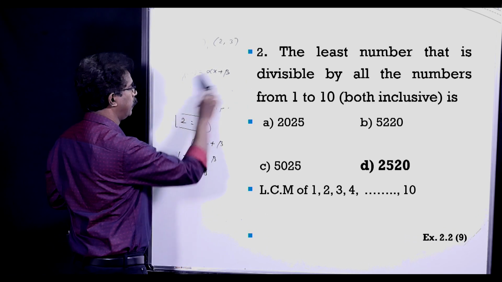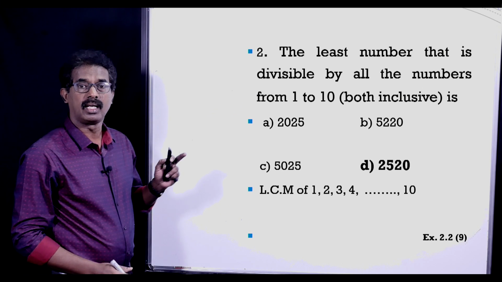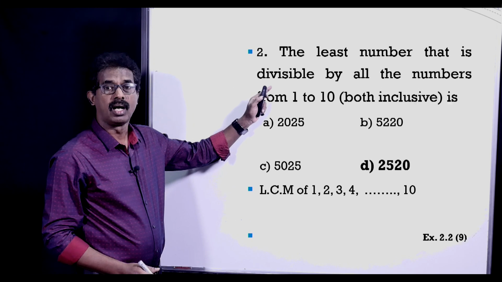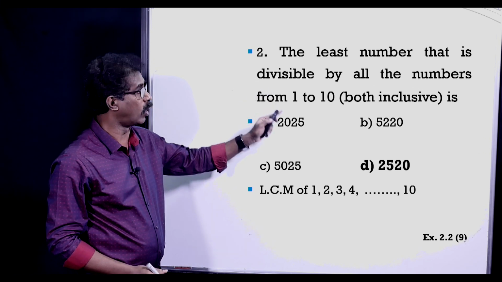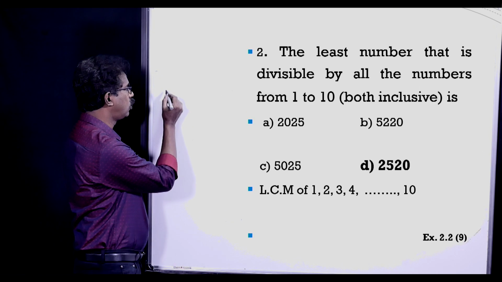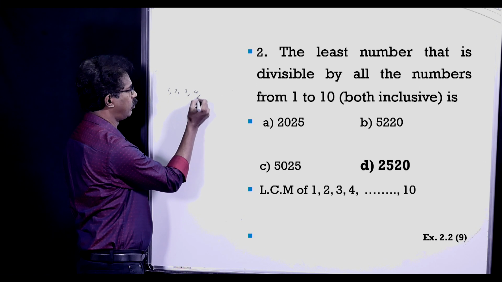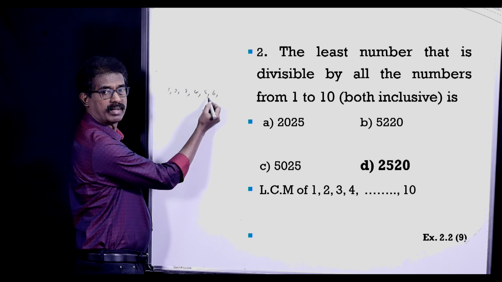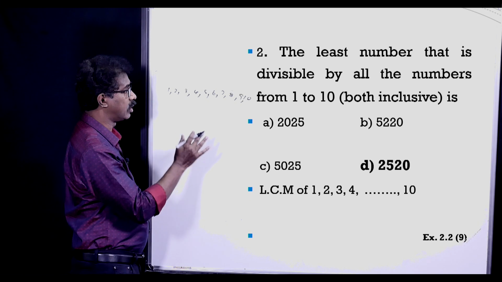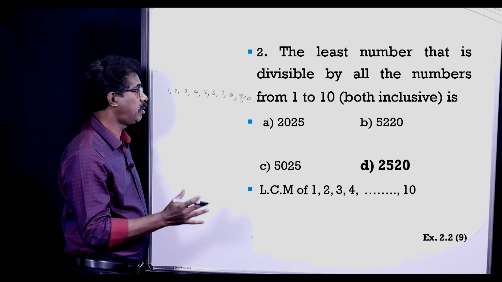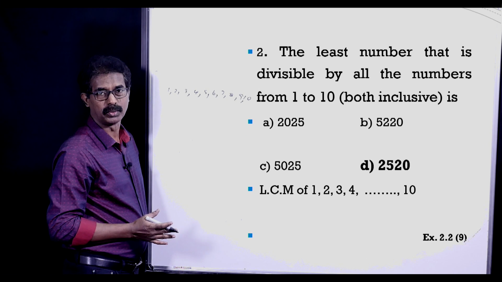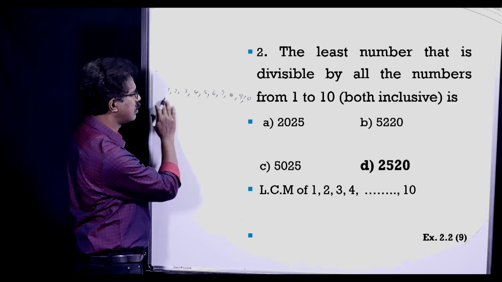Read that question. The least number that is divisible by all the numbers from 1 to 10, both inclusive. So 1 to 10, the numbers are 1, 2, 3, 4, 5, 6, 7, 8, 9, 10, right? So these are the numbers, 1 to 10. The least number which is divisible by all these, that is, you have to find the LCM. You may think how to find the LCM for all these.